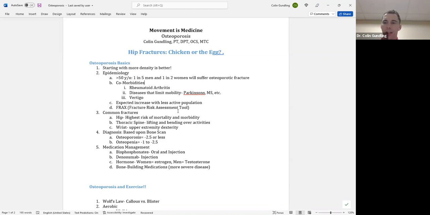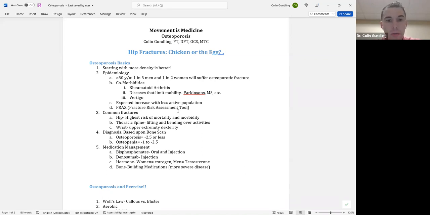So it's something that we need to be really aware of, how we're being active, and we're going to get more into detail in that afterwards. We need to really work into specific types of activity, and not all activities are created equal in that case. Before we do that, I want to talk about some common fracture sites.